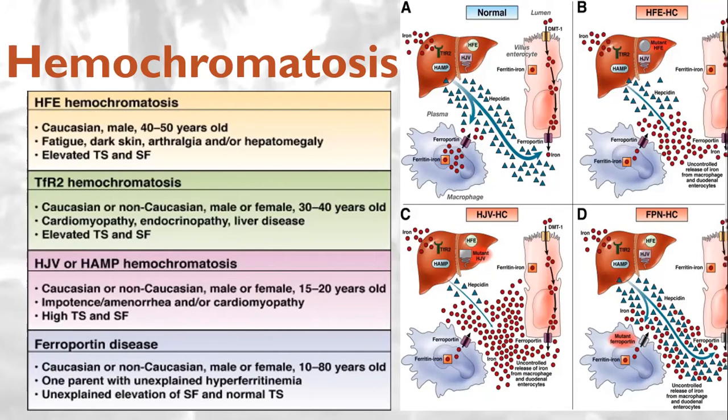The initial symptoms of hemochromatosis can include feeling very tired all the time, weight loss, weakness, joint pain, irregular periods or absence of periods, and inability to get or maintain an erection.